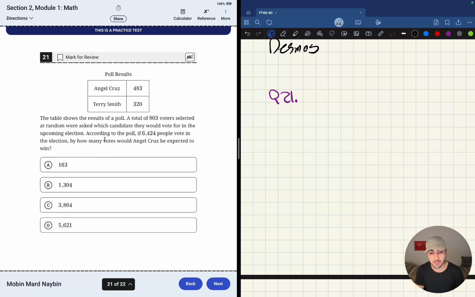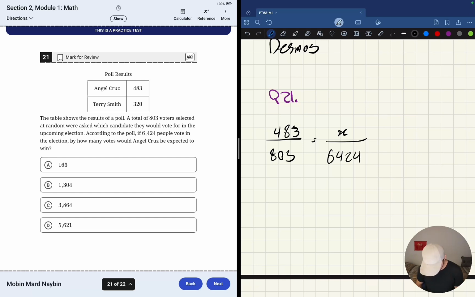So we are okay. There has been an experiment or a survey or a poll on a small group, and we're looking for the result of that on a larger group. So we're going to make a proportion here. Out of 803, say that 483 of them are going to vote for Angel Cross. So I'm going to have my proportion. Out of 803, 483 of them voted for Angel Cross. How many of them are going to vote for Angel Cross from 6,424?